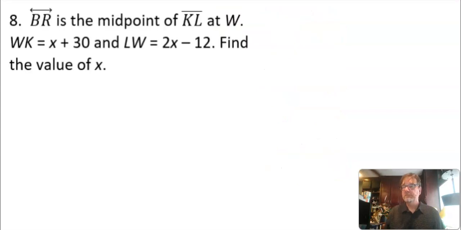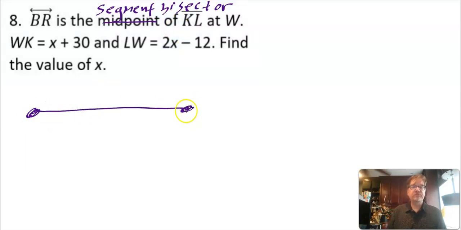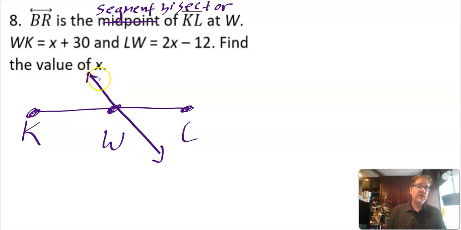All right, let's try number 8. BR is the, that shouldn't say midpoint, that should say segment bisector. Line BR is the segment bisector of segment KL at W. So KL is the segment I'm talking about. At point W, line BR cuts that segment exactly in half. Just like that.